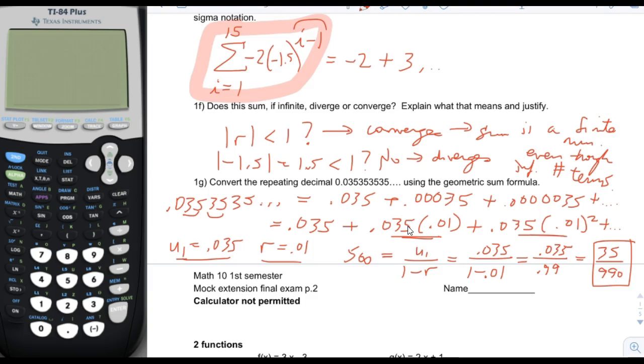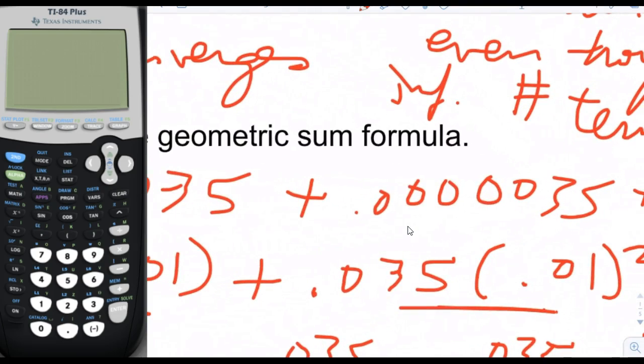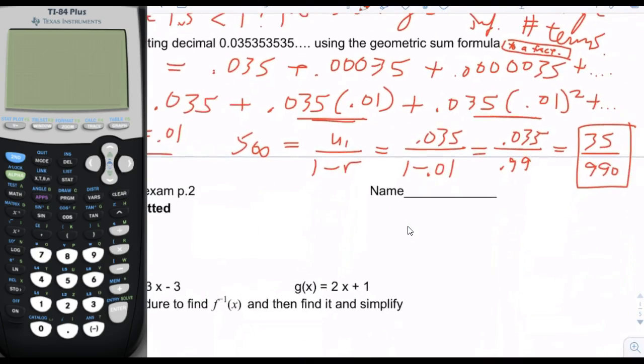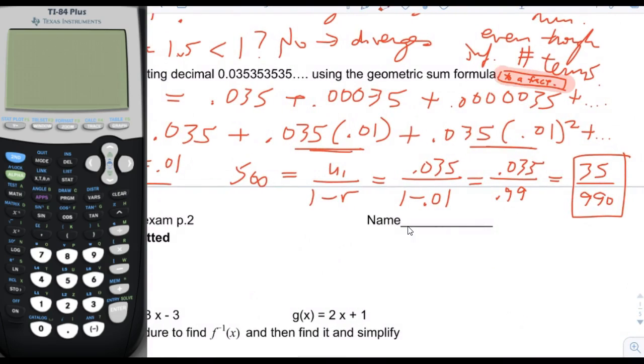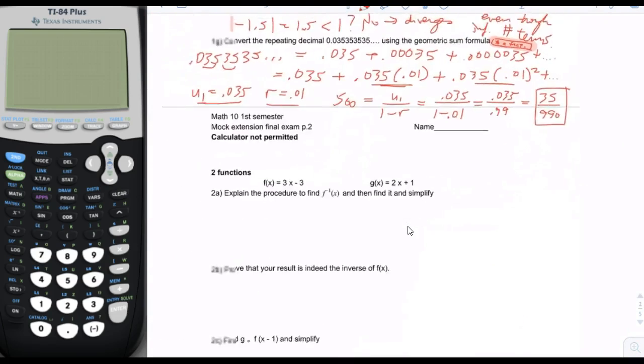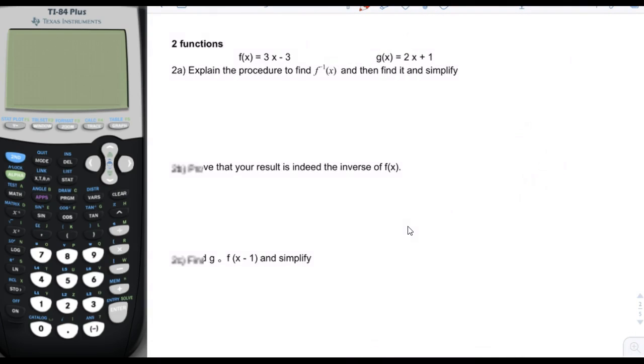Okay, we're converting the repeating decimal, oh, like in the instructions, I should have said to a fraction. To a fraction. Okay? All right. Let's go to page 2. So page 2 is about functions.